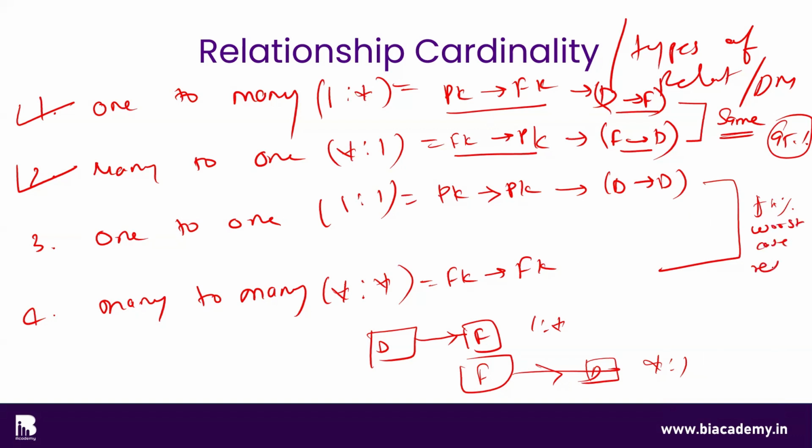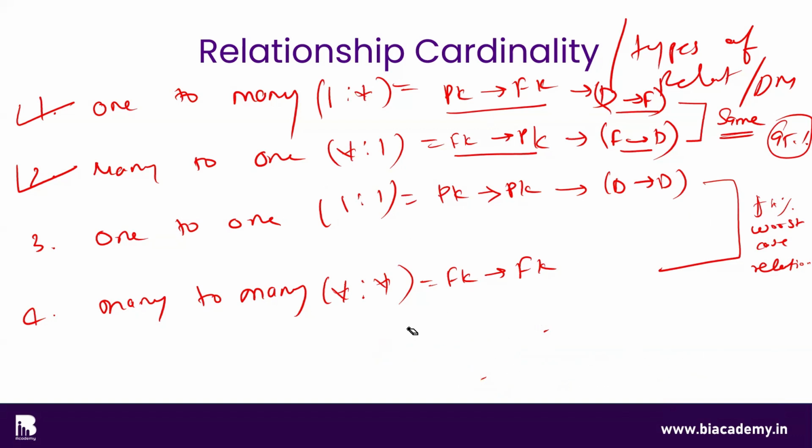Why do we call it a worst case relationship? Because if you remember last time when we had a meeting, I told you that we should not create a relationship between dimension to dimension and fact to fact. Do you remember that?